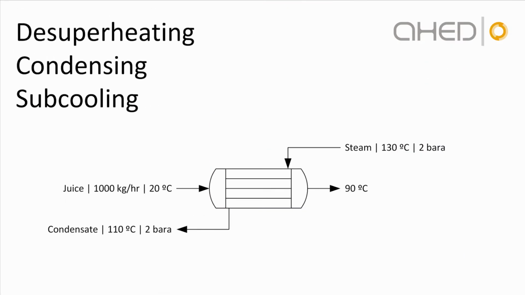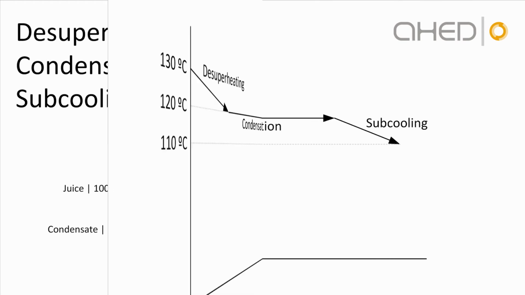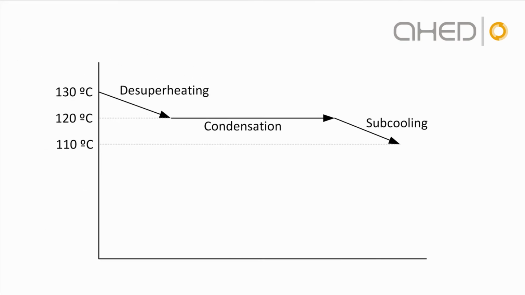Again, we will use our example of the juice heater. The juice is heated again with steam at 2 bars of pressure, but this time the steam is superheated with 10 degrees, coming in at 130 degrees. The objective is to condense this steam, and it should exit at 110 degrees. This means we have 3 processes in series. Desuperheating, followed by condensation, followed by subcooling of the condensed water.